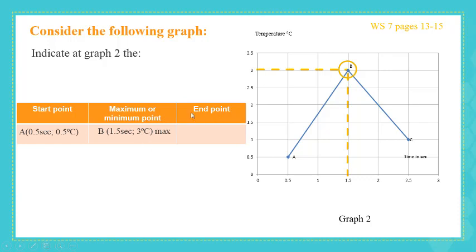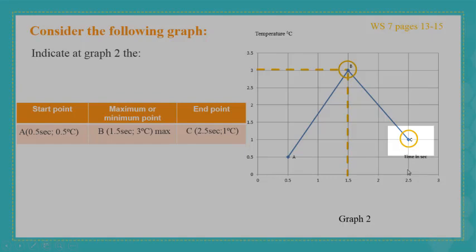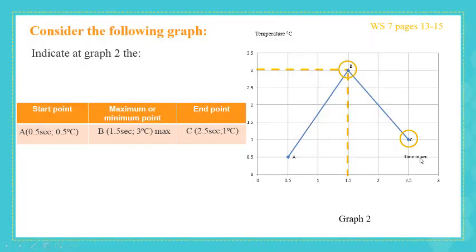What is the end point in this graph? A, B, or C? The end point is C. What are the coordinates of point C? Draw a perpendicular from point C to the x-axis and a perpendicular from point C to the y-axis. If we draw the perpendicular from point C to the x-axis, the value is 2.5, so we write 2.5. The unit of time is second, we write second. If we draw a perpendicular to the y-axis, the value will be 1. The unit is degrees Celsius, so we write 1 degrees Celsius.